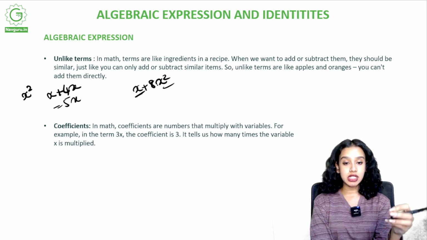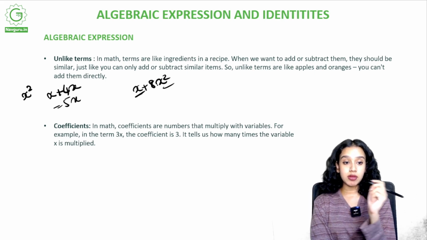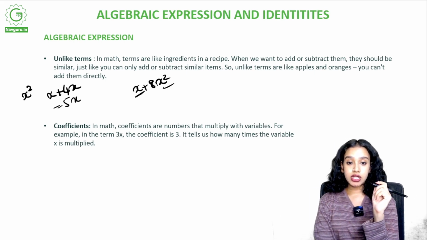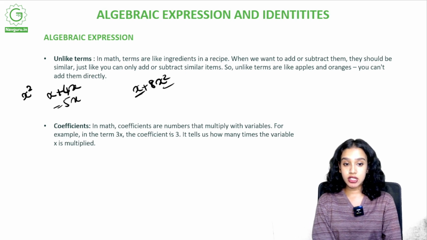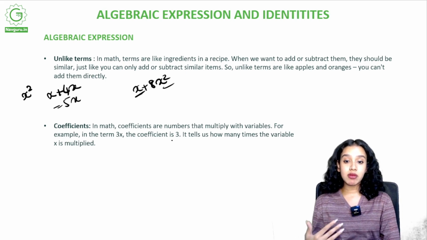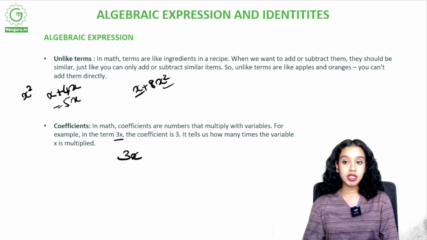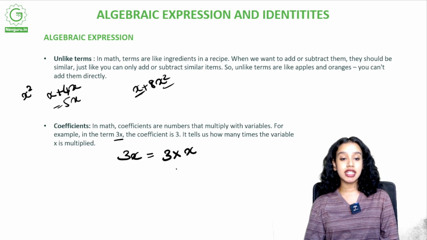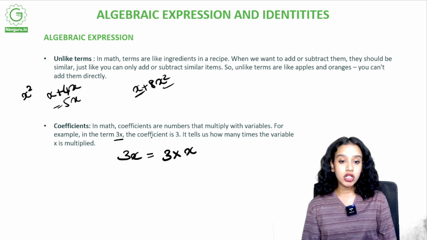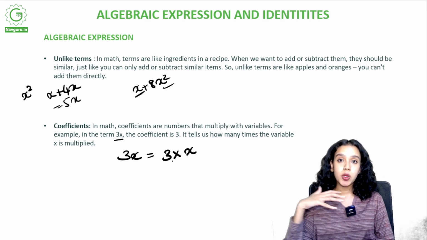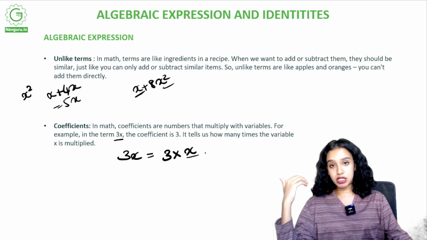Now coefficients. Coefficients are numbers that multiply with variables. For example, in the term 3x, the coefficient is 3. It tells us how many times the variable x is multiplied. So what do we mean when we write the term 3x? It means 3 times x, or 3 into x. The coefficients are the numbers which accompany the variables.